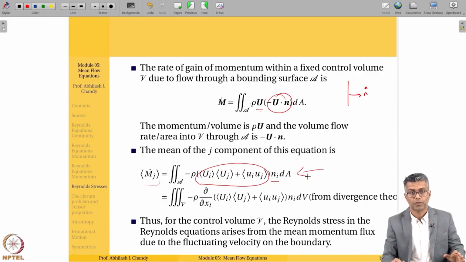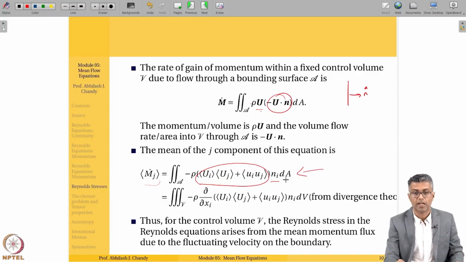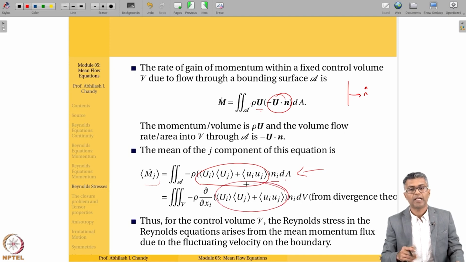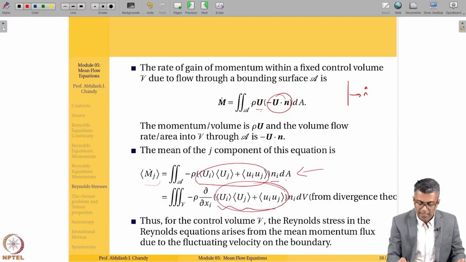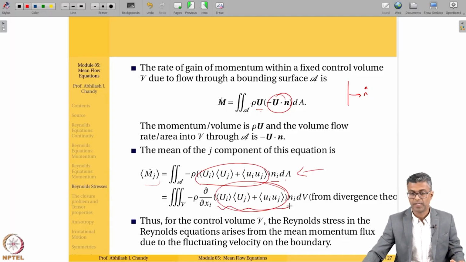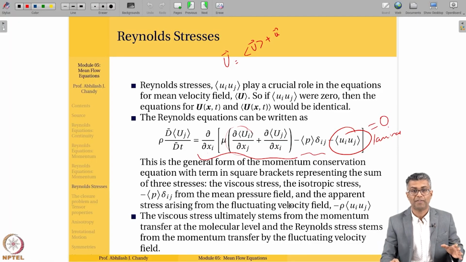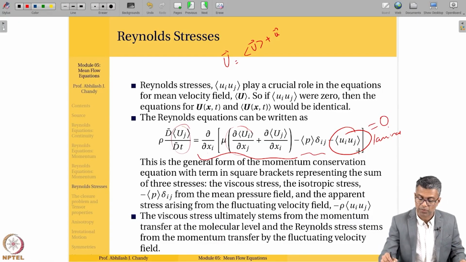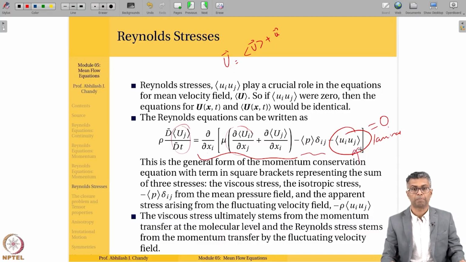Now if you use the divergence theorem, you can convert this area integral into a volume integral, and then you have that as del xi of this part. And it will be a volume integral, so ni dv. This is coming from the divergence theorem. So this right here is what you have in the Reynolds equation, isn't it? One of the terms is coming from the mean substantial derivative and another term is coming from here.